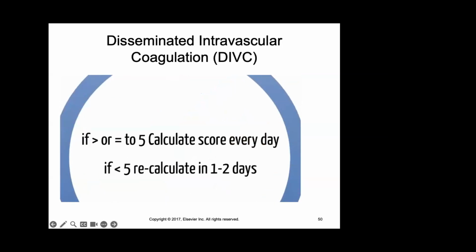If you have greater than or equal to 5, you need to calculate the score every day to monitor the patient and how they're doing with the DIC, whether or not they're improving or getting worse. But less than 5, we have a high clinical suspicion. Recalculate in 1 to 2 days and see where the score has trended.